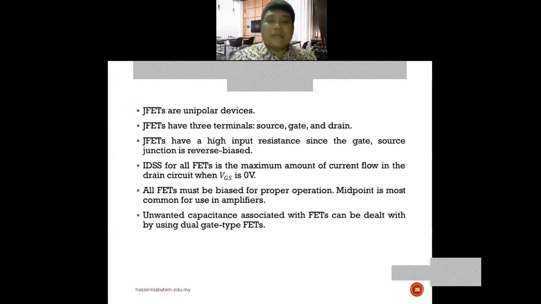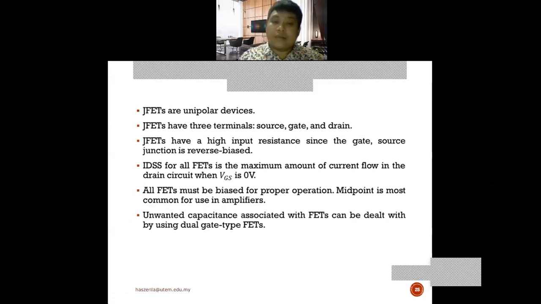For the summary, JFETs are unipolar devices. JFETs have three terminals: source, gate, and drain. JFETs have a high input resistance since the gate-source junction is reverse biased. IDSS for all FETs is the maximum amount of current flowing in the drain circuit when VGS is 0 volt. All FETs must be biased for proper operation. Midpoint is most common for use in amplifiers.